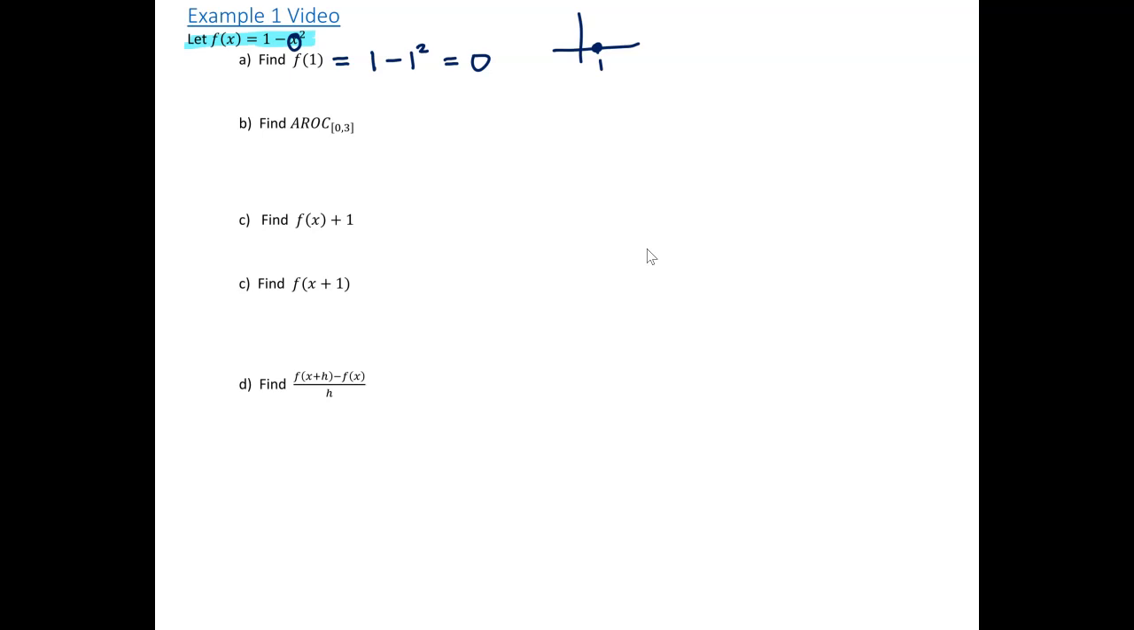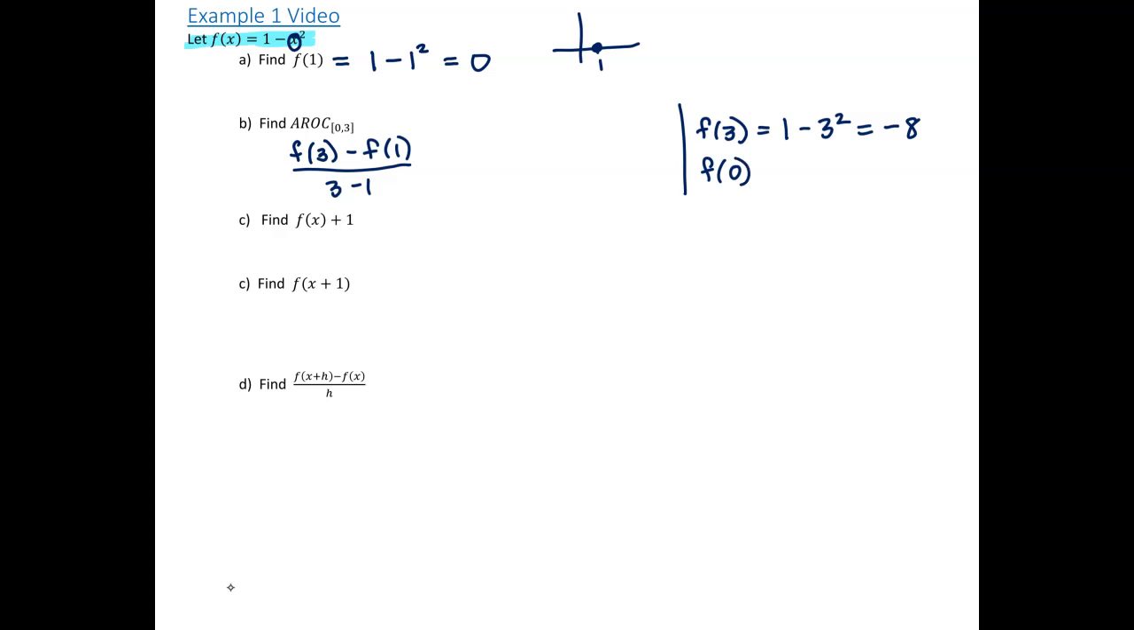So remember, whenever you see AROC, that is slope, which means we need to find the y values at 0 and 3 and then subtract them. And then we need to divide that by the difference between our x values. So we have a formula. The formula will tell you you should find f of 3 minus f of 1 and divide by 3 minus 1. So our side work for this will just be what is f of 3 and what is f of 1. So over here to the side, I'm going to say f of 3. Well, my function says that I should get 1 minus 3 squared. 3 squared is 9, and 1 minus 9 is negative 8.